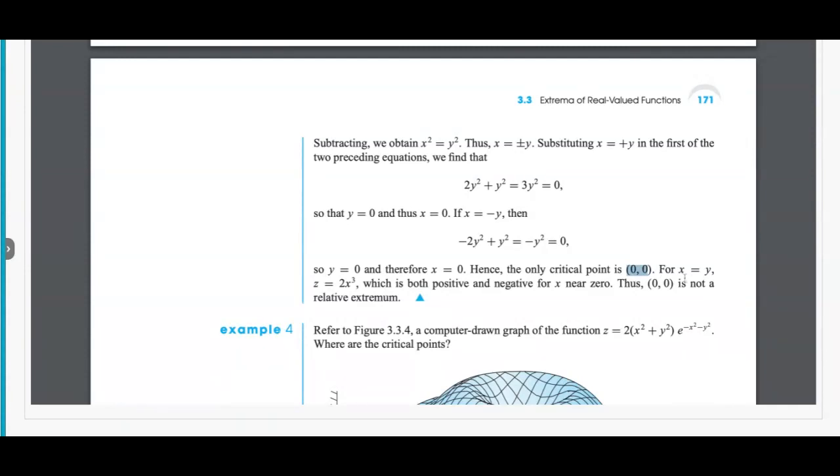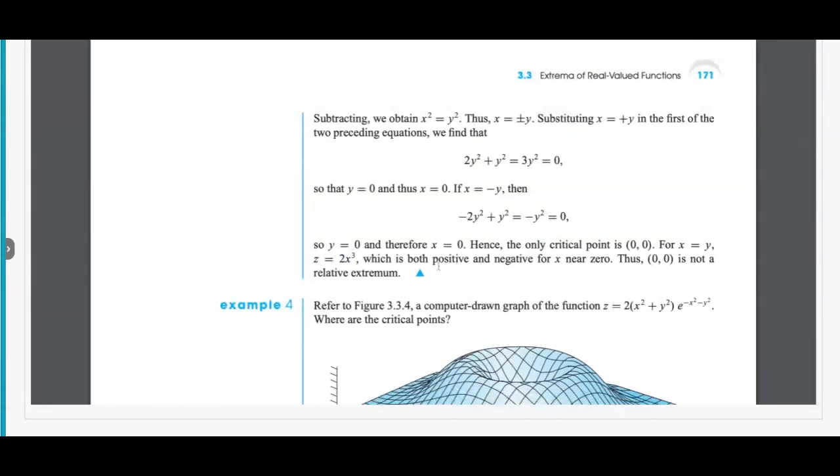If x equals y, the function equals 2x cubed, which is both positive and negative for x near 0. So hence, the origin is not a relative extremum.